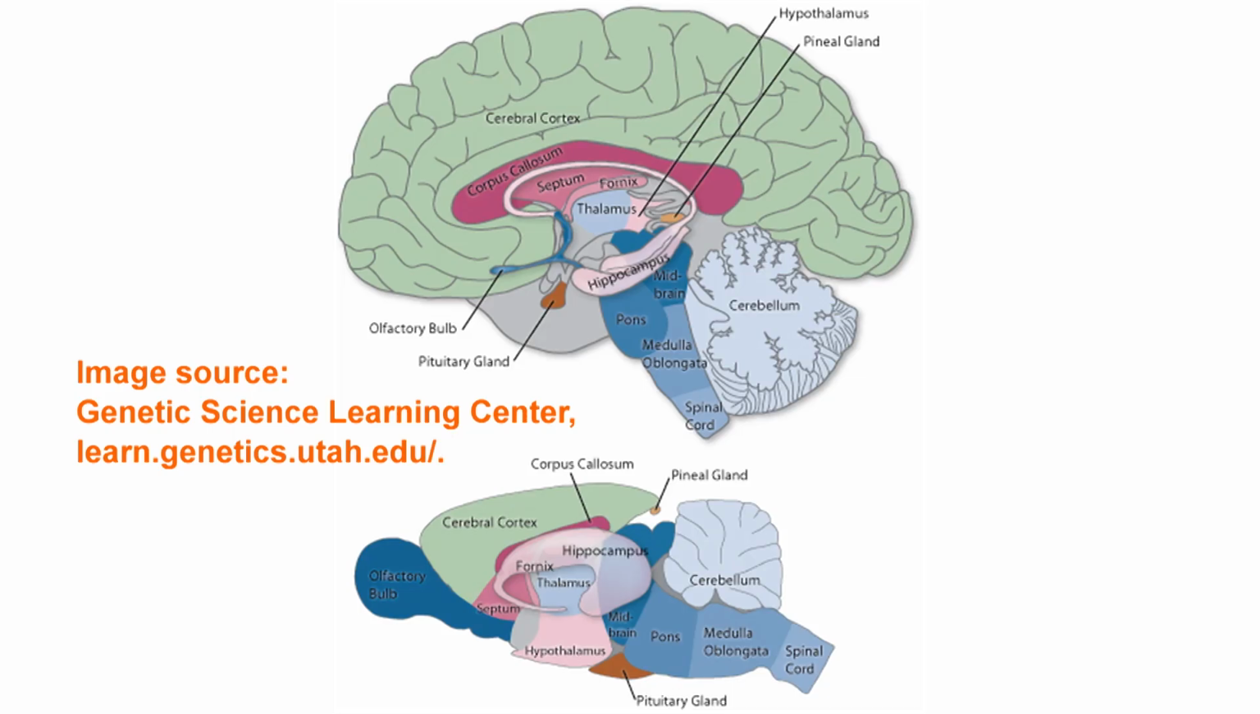Okay, now it's great to be able to look at pictures, but it's even better to be able to actually get your hands dirty and look at some of these structures. Here, we're just showing from a rat brain how similar some of these structures look. And I can tell you that it looks even better in a sheep brain.